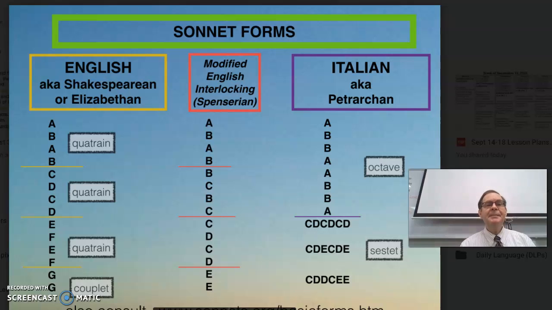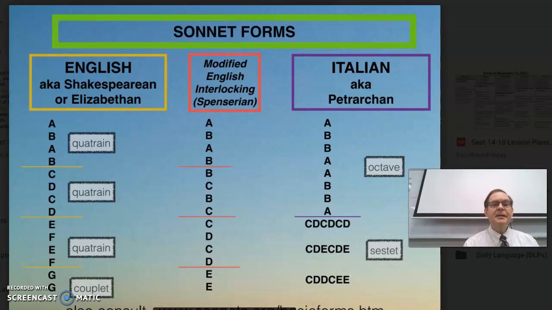But our two major types, the English, sometimes known as Shakespearean or Elizabethan, and the Italian, sometimes known as Petrarchan, after Petrarch, the father of the Renaissance, are really organized in different fashions. If you take a look at the English sonnet form, you have 3 quatrains and a rhyming couplet. A quatrain is a set of 4 lines that go together, either in style or in meaning, and sometimes both.